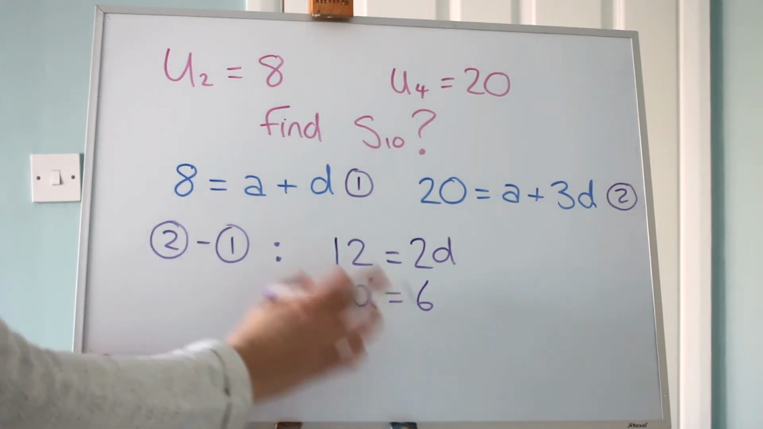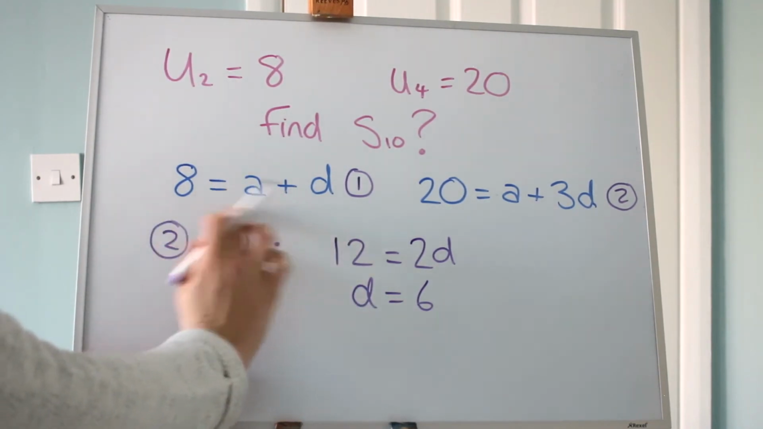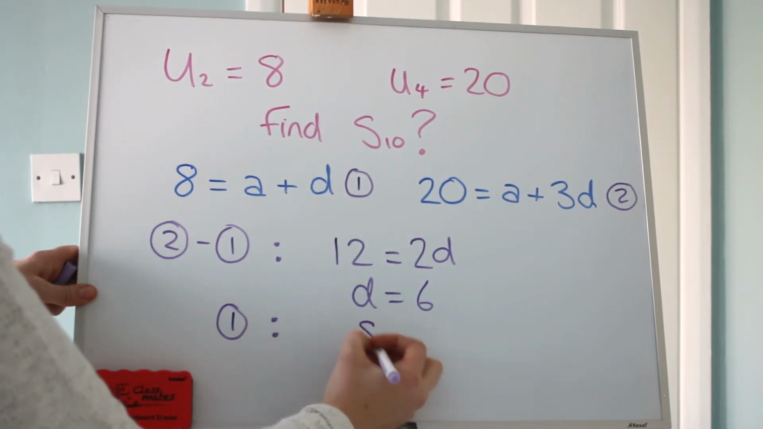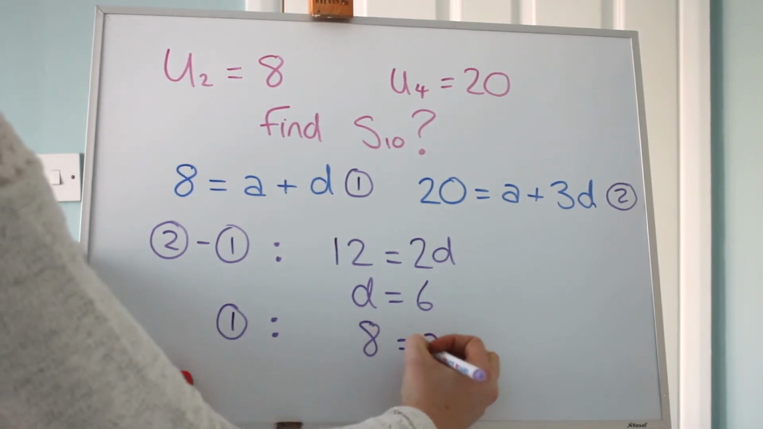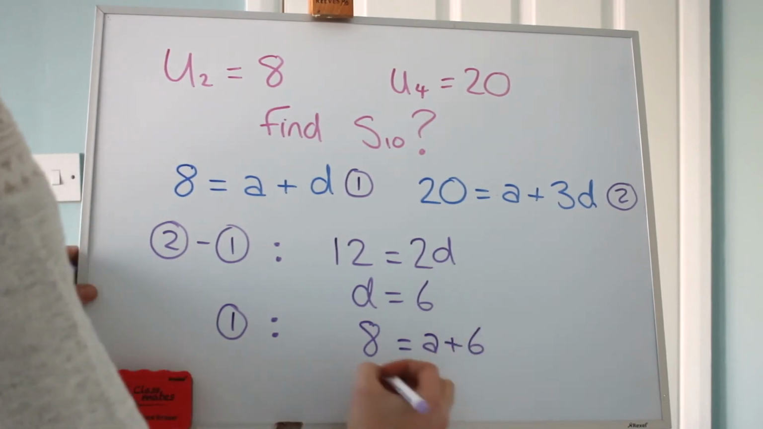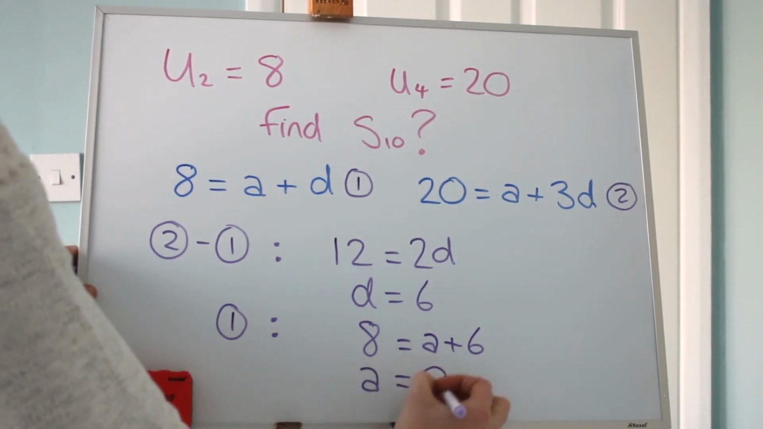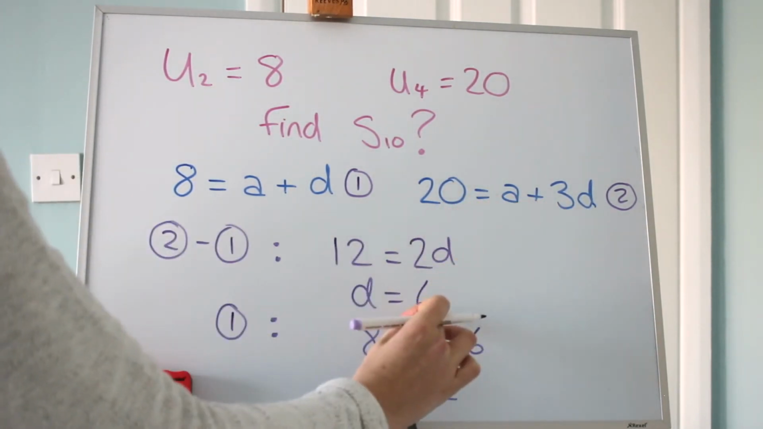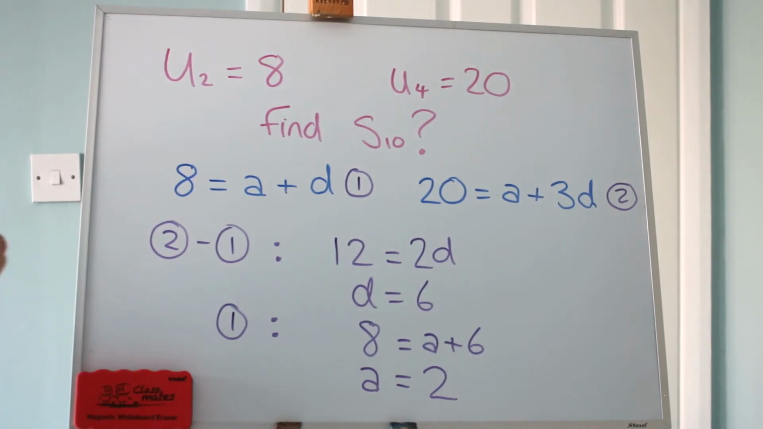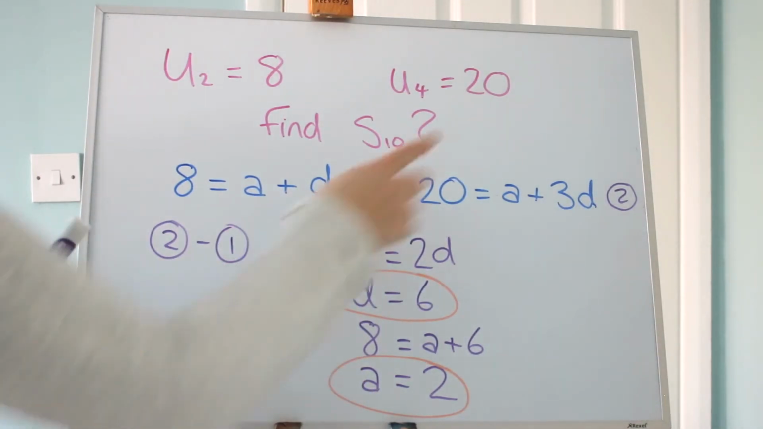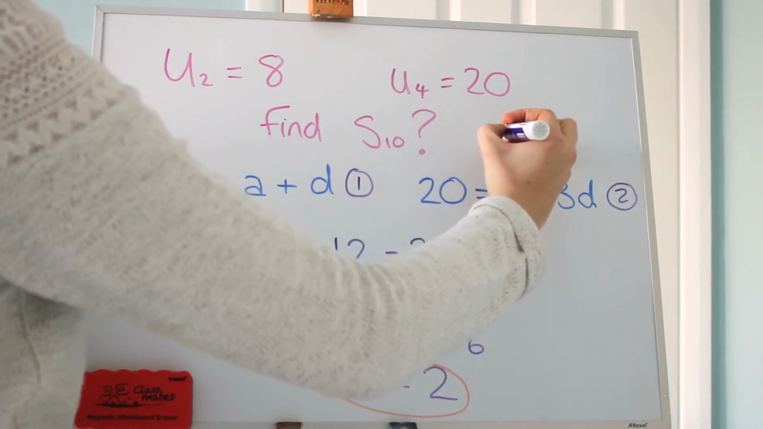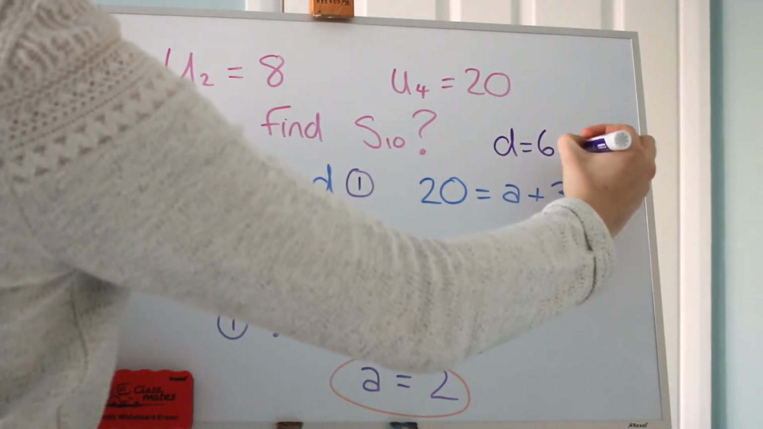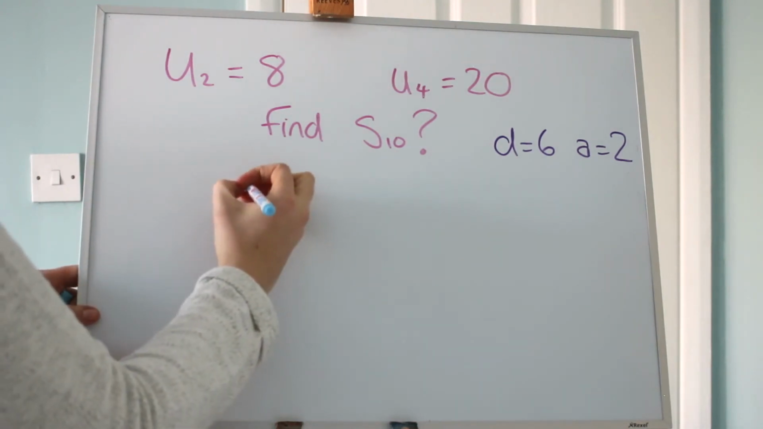Then we can put that back into one of these equations. Substituting into equation 1, we've got that 8 is a plus 6, so a must be 2. Checking those back in there, 2 plus 3 times 6 will give us 20, so that's right. I'm going to write these up at the top so we can carry on and find the sum of the first 10 terms. Do have a go at this yourself.